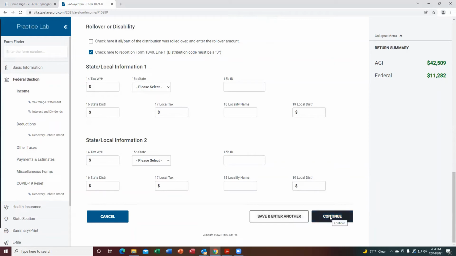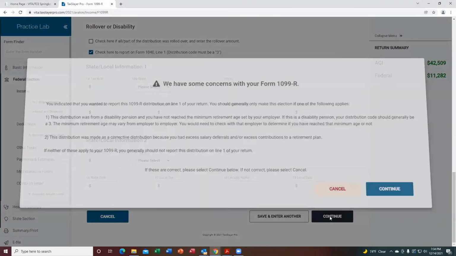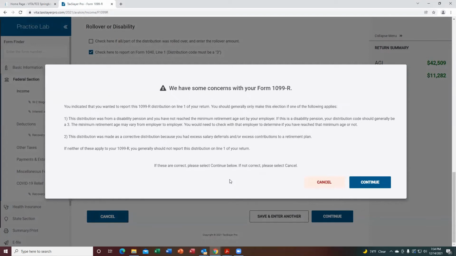So I'm going to continue here. Okay, and now we get this warning basically. And it says you've indicated that you want to report the 1099 distribution on line 1 of your return. You should generally only make this election if one of the following applies.